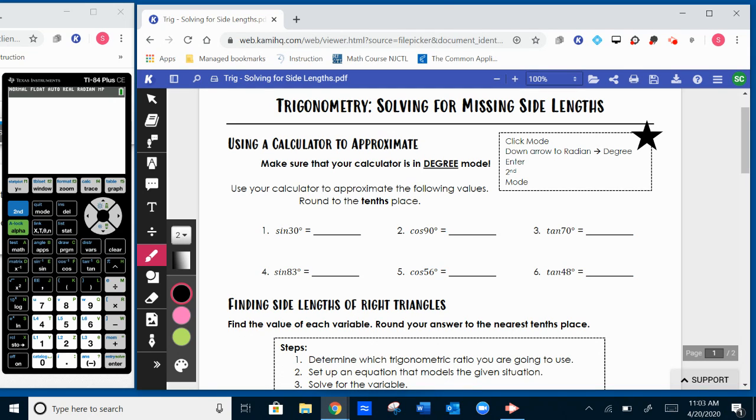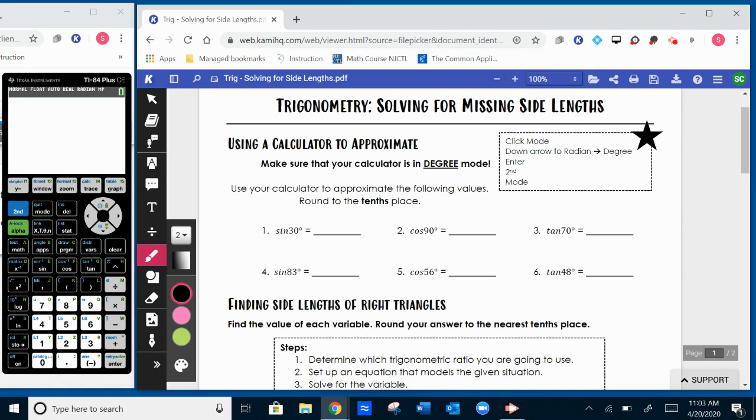Now today we have two goals for the lesson. First, we're going to learn how to use the calculator with our functions. And then from there, we're going to learn how to solve for the missing side lengths in right triangles. So we can use sine, cosine, and tangent to either solve for the sides or the angles when we're working with right triangles. And today our focus is on the side lengths.